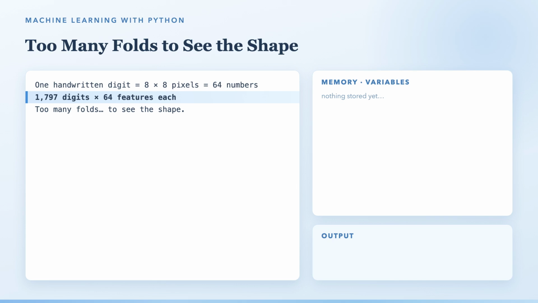Let's read this together, slowly. 1 handwritten digit is a small grid, 8 rows by 8 columns of pixels, and 8 times 8 gives us 64 numbers. Next line, we have 1,797 digits, and each one carries 64 features. So picture it, every single digit becomes a long strip of 64 values, and there are nearly 1,800 strips filling the hall, and the last line whispers the problem itself. Too many folds to see the shape. Hold that feeling, it is exactly why PCA exists.